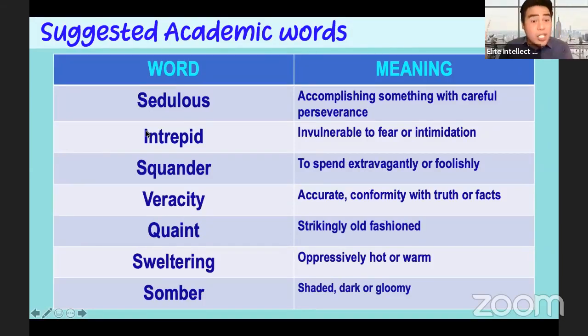Sir, impoverished. Yes, well, you may say impoverished to replace marginalized. Okay, what else?